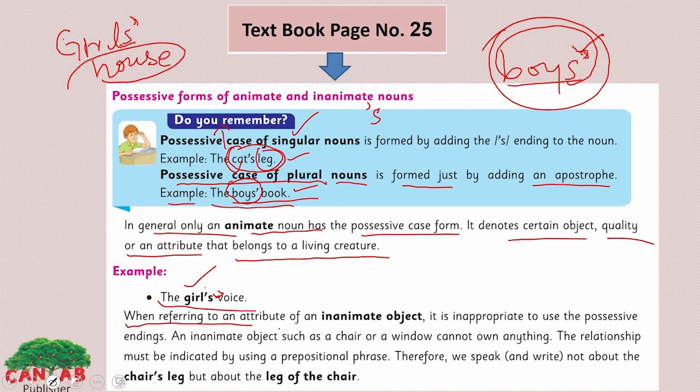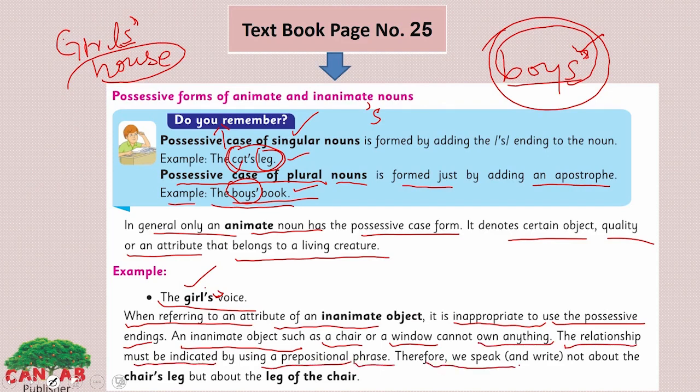When referring to an attribute of an inanimate object, it is inappropriate to use the possessive endings. An inanimate object such as a chair or a window cannot own anything. The relationship must be indicated by using a prepositional phrase. Therefore, we speak and write not about the chair's leg, but about the leg of the chair.